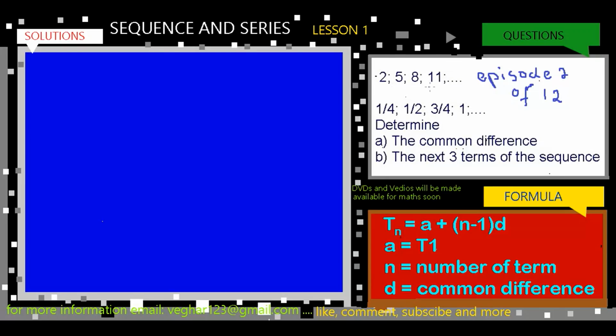Okay, this is the given question. 2, 5, and 8 is a given sequence. So here we have been asked to determine the common difference and the following terms. Because this one is an arithmetic sequence.